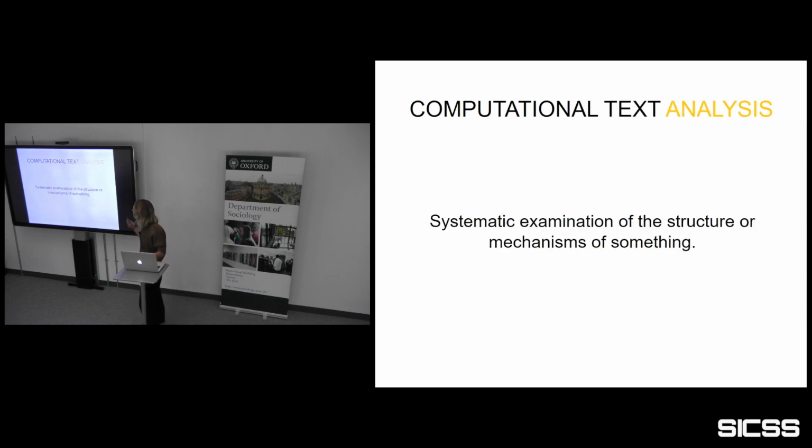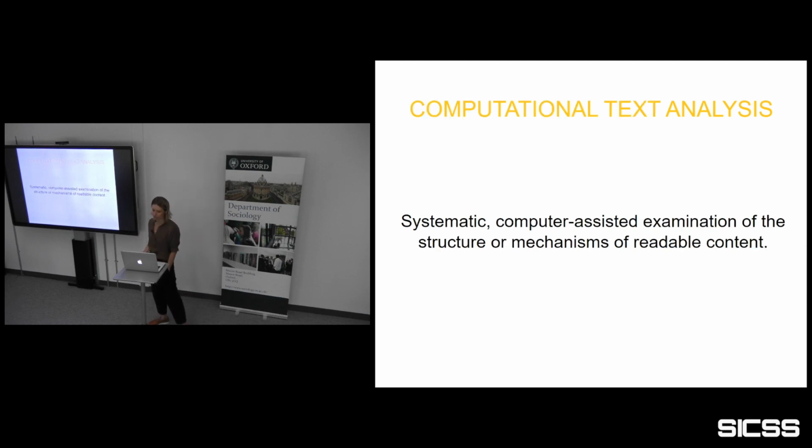And then analysis. Hopefully, if you don't know what analysis is, we have a whole other lecture. But there's probably a lot of definitions for this as well. I came up with the systematic examination of the structure or mechanisms of something. So if we put all of this together, computational text analysis would be systematic, computer-assisted examination of the structure or mechanisms of readable content. And that's great, but it also makes it sound a little bit boring.